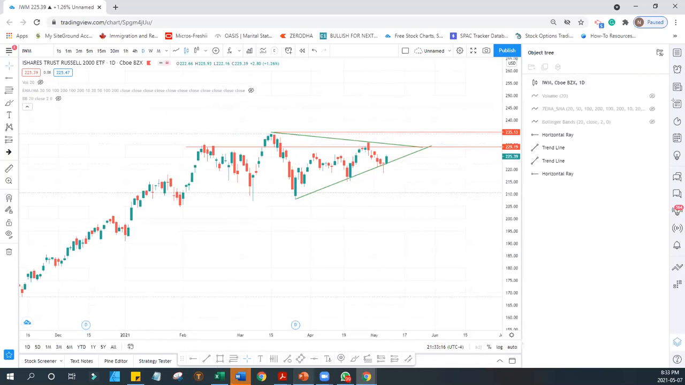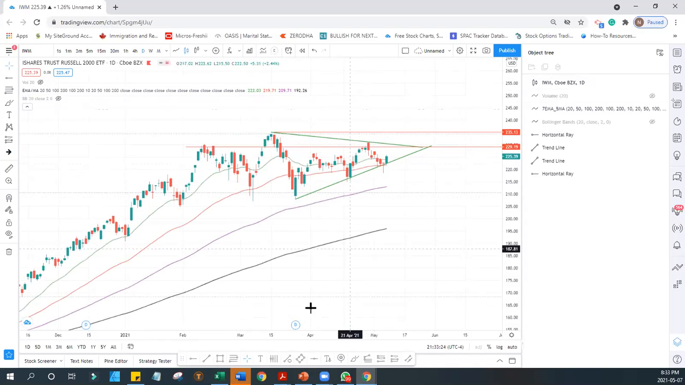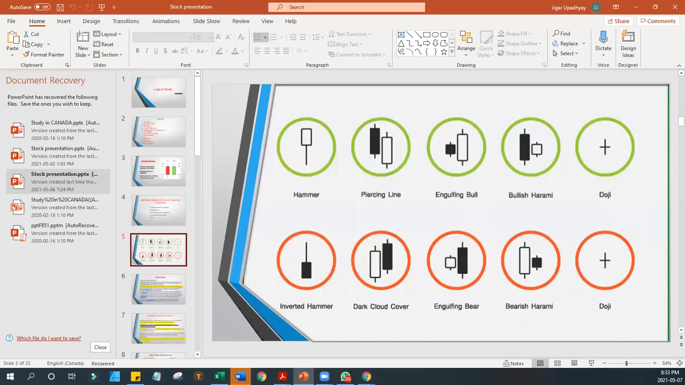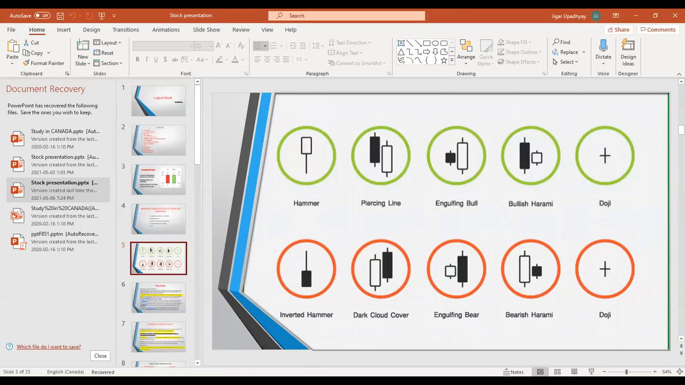Okay, so now let's talk about the basic moving average. Okay, let's see this one. Let me share this one. Just touching base on the moving average.